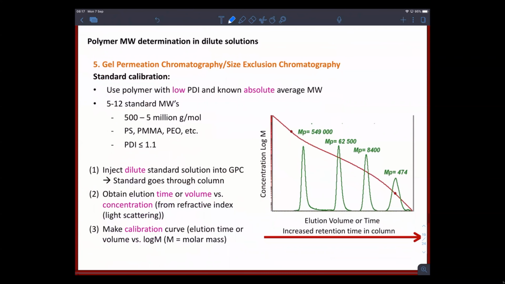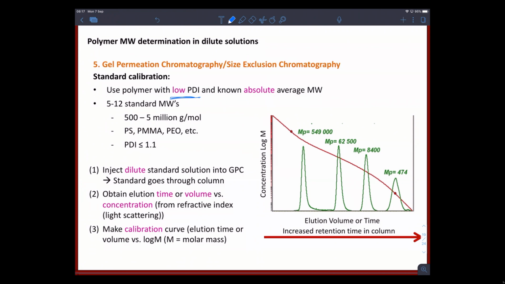Now, the way to calibrate this system is to use a polymer with low PDI. We know that already, right? We've got to use something with a relatively narrow distribution of sizes. And we need something of a known absolute average molecular weight.